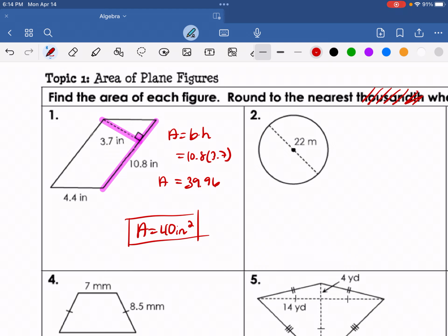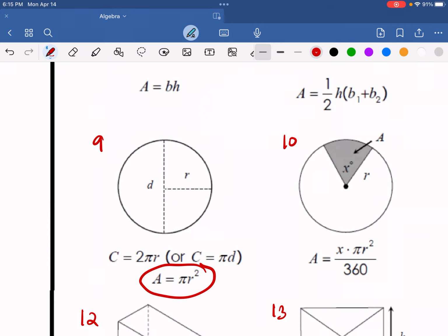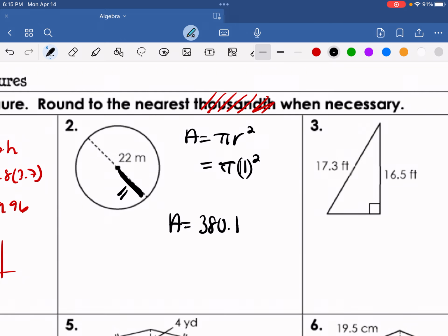Okay, for the second one, number 2, we have a circle. Let me pull up my calculator. Area of a circle is number 9. We want area, so that'd be with the one with capital A, and it's pi r squared. Area equals pi r squared. The radius would be half of this, because the whole thing right now is 22. We don't want the diameter, we want the radius, so it'd be pi 11 squared. Put that in the calculator, pi 11, and square it. And the answer would be 380.1 meters squared.